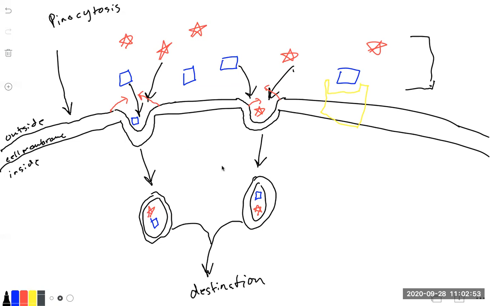So this is pinocytosis. Remember, the big takeaway of pinocytosis is it is not specific. It is grabbing everything that's out there. So even if it wanted just the blue squares, it's still going to get a couple of the red stars. So that's pinocytosis. So now let's move to phagocytosis.